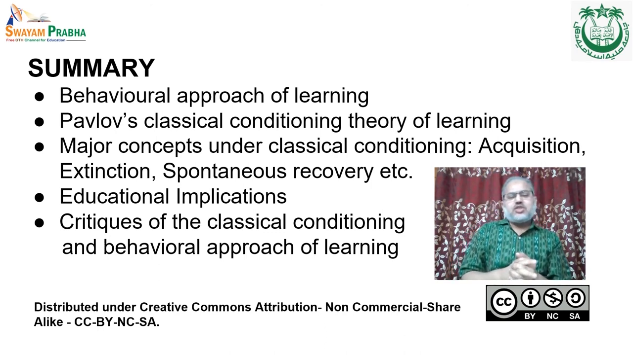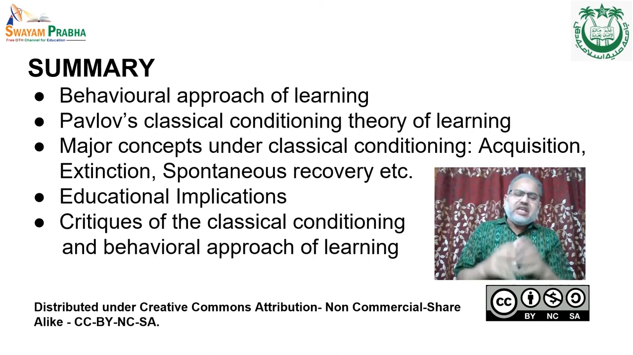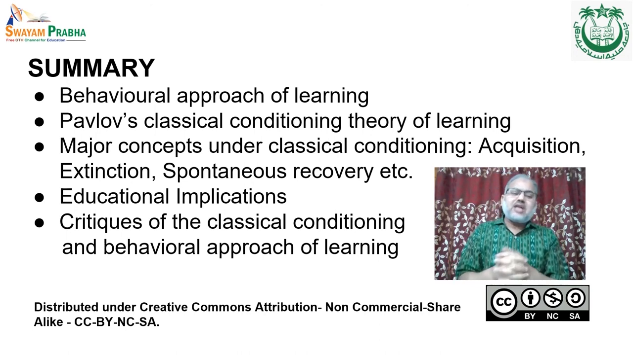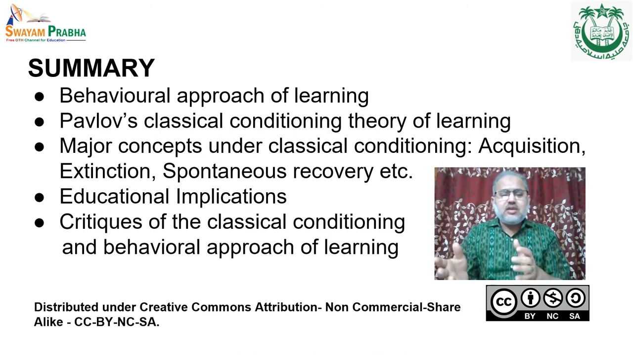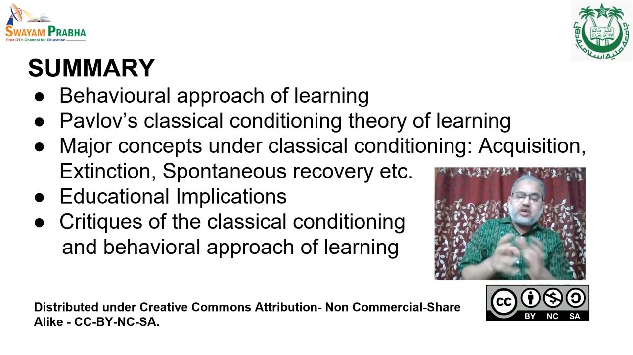We have also discussed the educational implication that we as teachers can use the Pavlovian conditioning theory in our classroom, because many things are basically learned through conditioning. Many things are learned through cramming by students. For example, the value of pi, that is 22/7 or 3.14. At the school level, when the students are studying in class 6, 7 or 8, they are not taught why the value of pi is 22/7. They are not taught. They are supposed to cram.